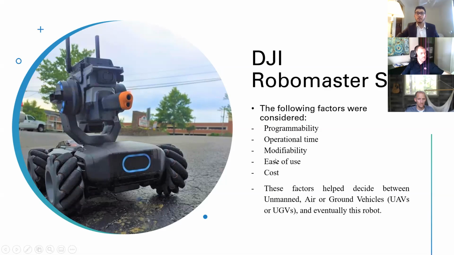The first one was programmability. Can the robot easily be programmed? The second thing was operational time. Third was modifiability, ease of use, and cost. And these factors helped decide between unmanned air or ground vehicles and eventually this robot.